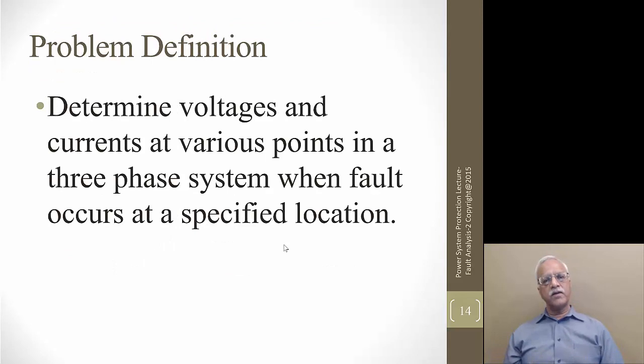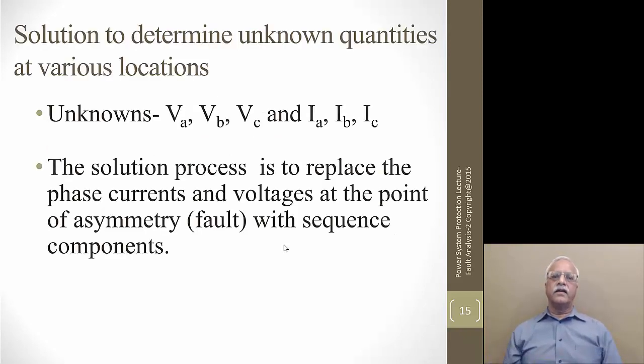So what is our problem? We have to determine the voltage and current at various points in a three-phase system when the fault occurs at a specific location, right? That is our problem definition. And then the solution is to determine the unknown quantities. What are the unknown quantities? Phase voltages and phase currents at various points in the network due to a disturbance at a location.